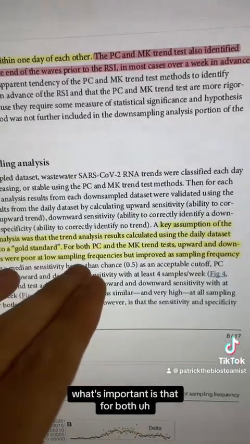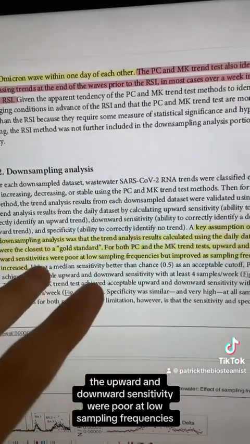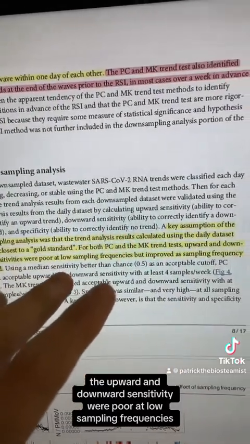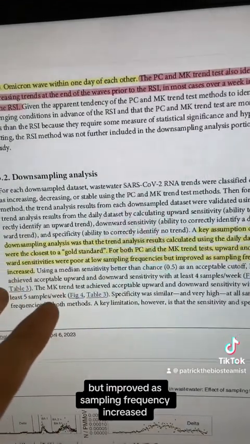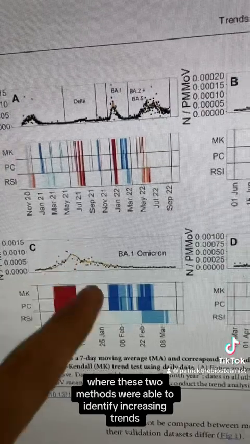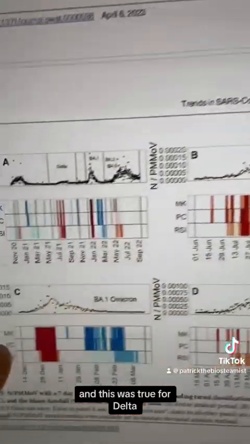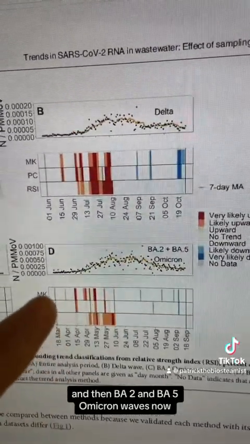What's important is that for both methods used, the upward and downward sensitivities were poor at low sampling frequencies, but improved as sampling frequency increased, where these two methods were able to identify increasing trends as well as decreasing trends. And this was true for Delta, BA.1 Omicron, and then BA.2 and BA.5 Omicron waves.